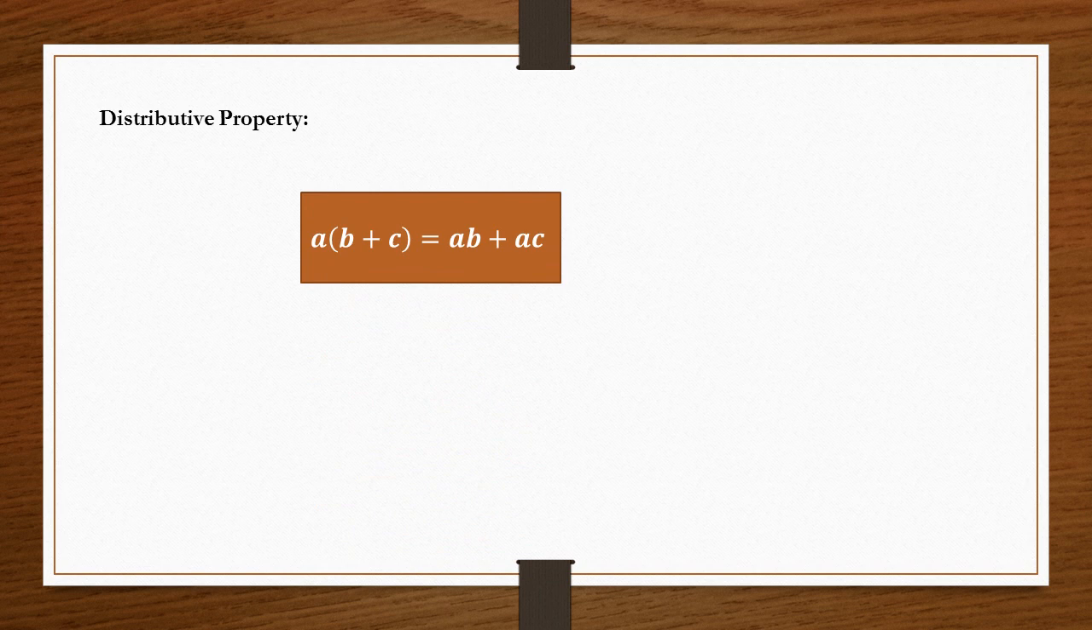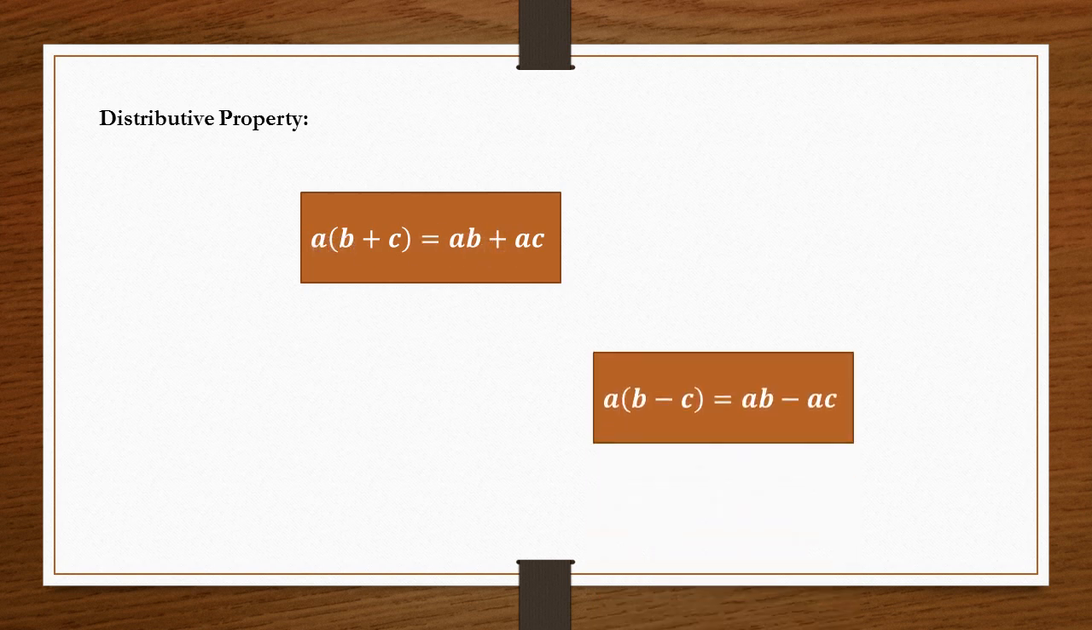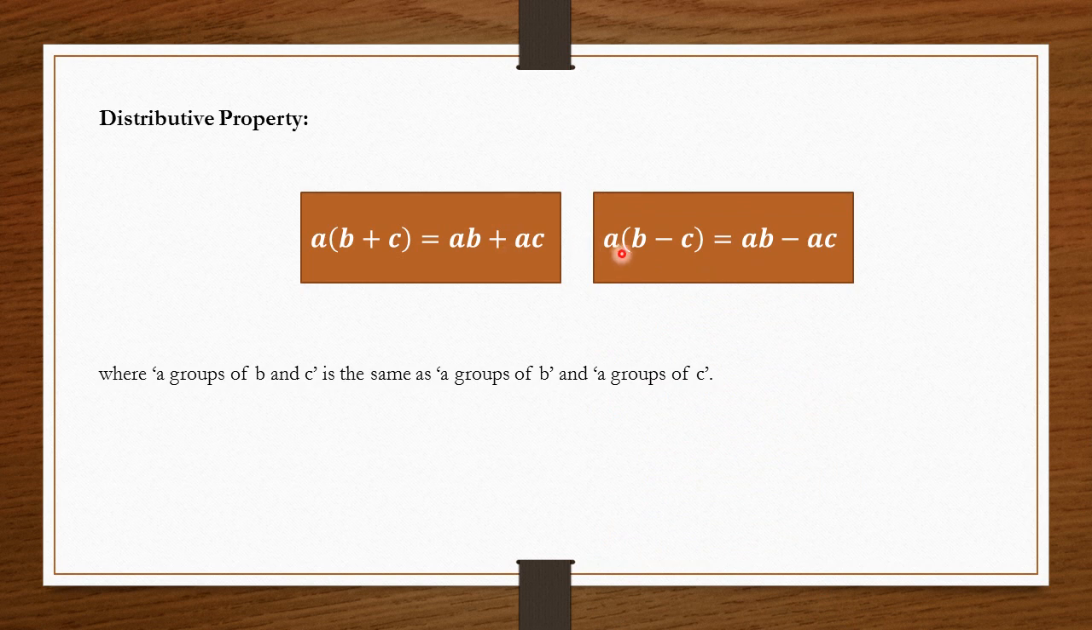Distributive property. We should also know what the distributive property is. Here you can see a into b plus c. In the distributive property, you open up the term and remove the parentheses or brackets: a into b plus a into c. A will multiply with each and every term in the bracket: a into b, ab, plus a into c, ac. And if you have a negative sign, same case: a into b minus c is a into b, ab, minus a into c, ac.